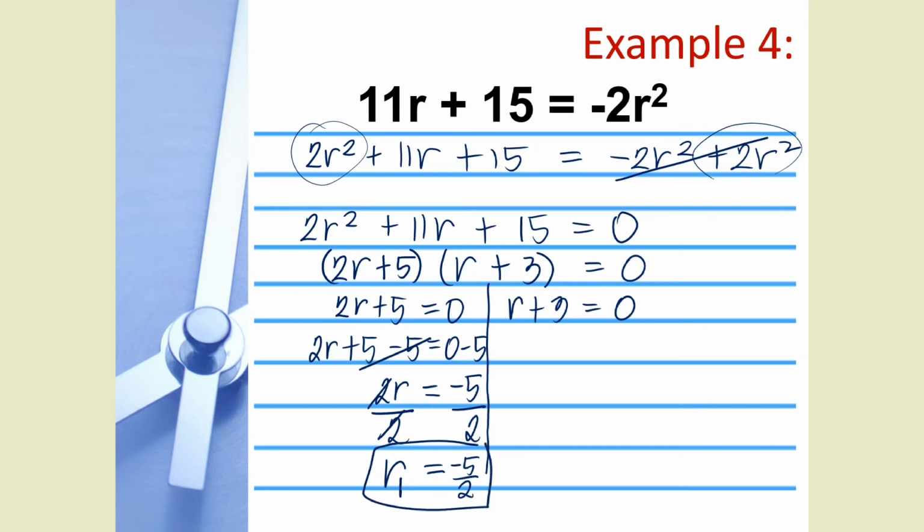Next, r plus 3 equals 0. So, using addition property of equality, r plus 3 minus 3 is equal to 0 minus 3. Bring down yung r, cancel na yung 3 minus 3 equals 0 minus 3 is negative 3. So, labelan lang natin ng r sub 2. Okay, so there you have it, the two solutions or roots of this given quadratic equation.